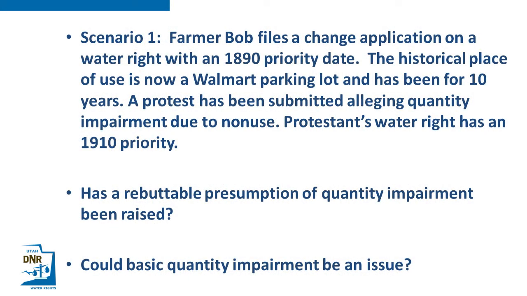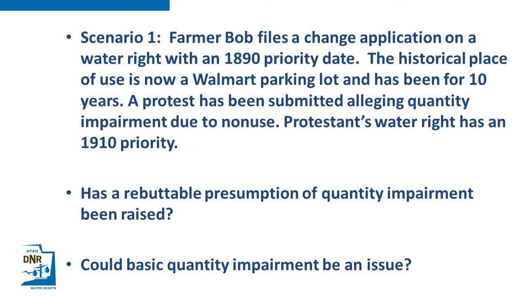Let's test our understanding with a few scenarios. Scenario 1. A farmer files a change application on a water right with an 1890 priority date. The historical place of use is now a Walmart parking lot and has been for 10 years. A protest has been submitted alleging quantity impairment due to non-use. Protestant's water right has a 1910 priority. Has a rebuttable presumption of quantity impairment been raised? Could basic quantity impairment be an issue?